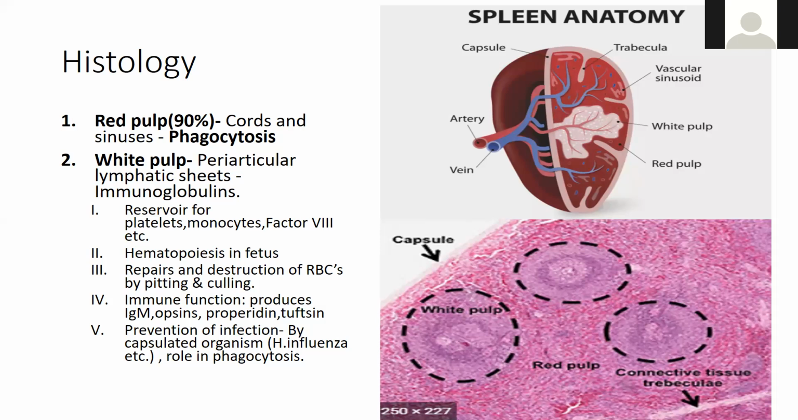But most importantly, the functions that help immunologically are opsonization and the production of antibodies, especially towards encapsulated organisms such as Hib, pneumococcal, meningococcal, and so forth.